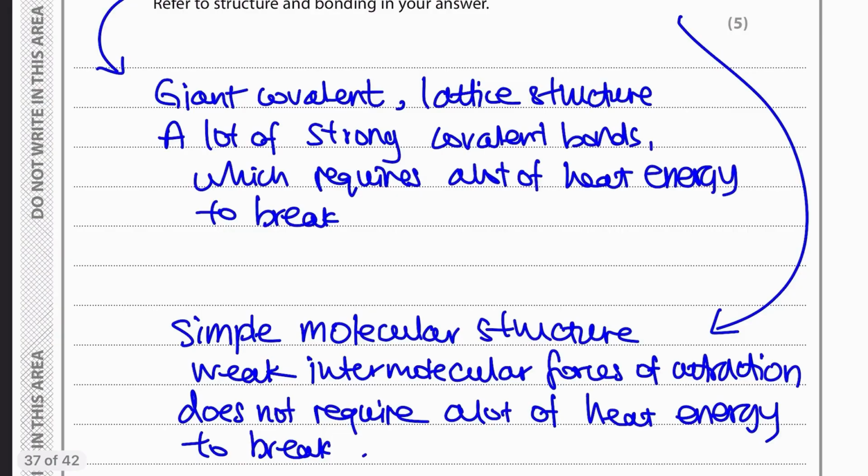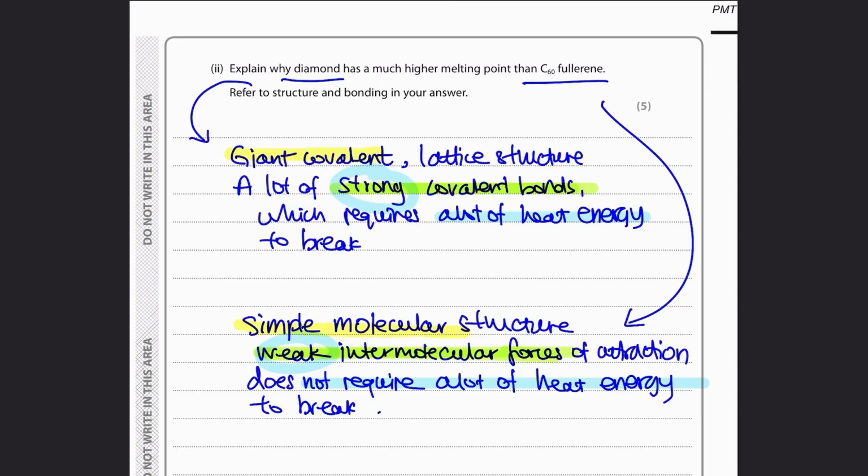Do you see the parallels here? You've compared the structure. One is giant, one is simple. And then you've compared what bonds you're breaking. For the diamond, you're breaking the strong covalent bonds. For the fullerene, you're breaking the intermolecular forces, which are weak. And especially make sure you mention the strong and the weak. And then you talk about a lot of heat or not a lot of heat. That way you've covered every single point you need to get full marks on a bonding question. Remember, melting point questions, you must mention the amount of heat energy required. Don't just talk about the structure.